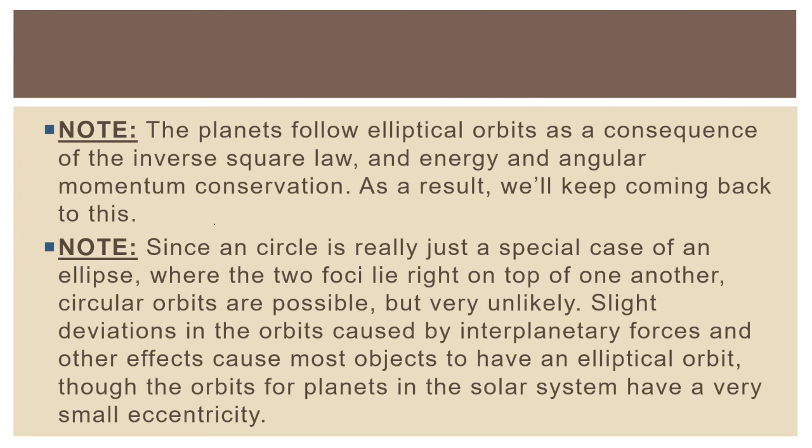And so it says here, since a circle is really just a special case of an ellipse, where the 2 foci lie right on top of one another, circular orbits are possible, but very unlikely in nature. Slight deviations in the orbits caused by interplanetary forces and other effects cause most objects to have an elliptical orbit, though orbits for planets in the solar system have a very small eccentricity.